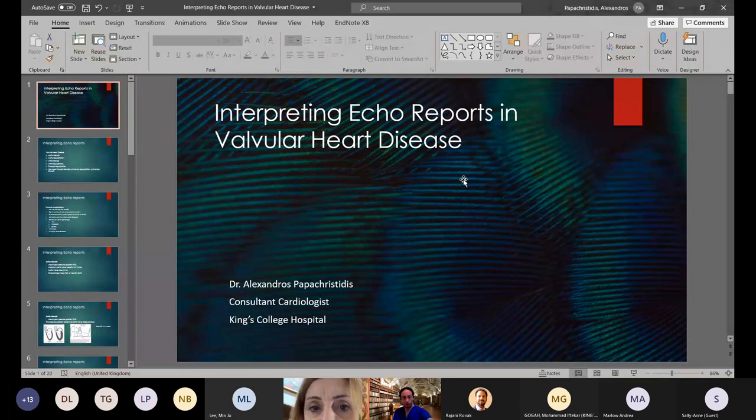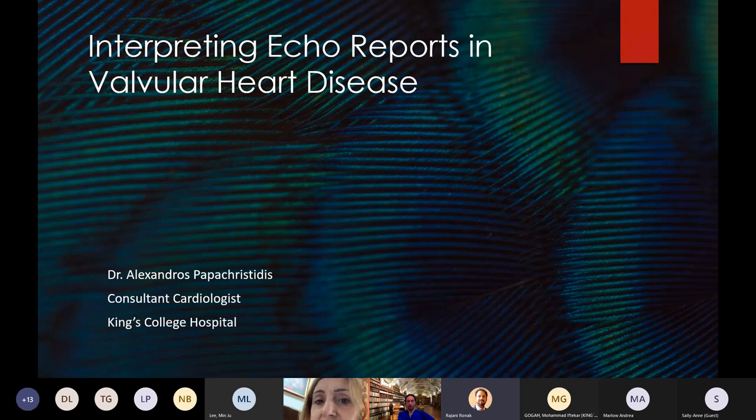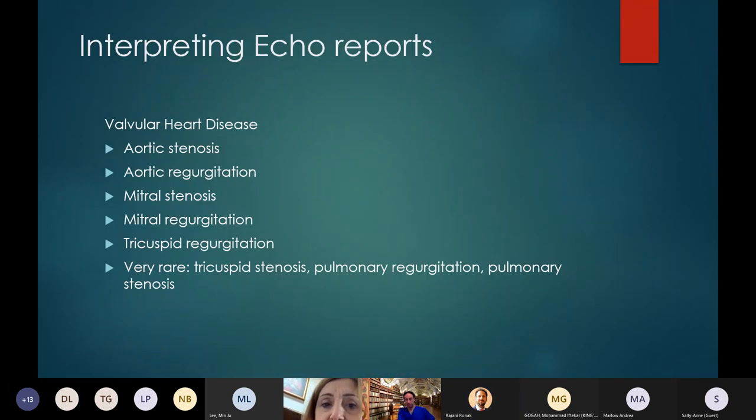So we will continue with the interpretation of echocardiograms in valvular heart disease. Let's share my presentation. In the echocardiogram we perform, we look at all heart valves, and any of these valves can be stenosed or can be regurgitant. So this topic includes aortic stenosis and regurgitation, mitral stenosis and regurgitation, tricuspid regurgitation, and of course tricuspid stenosis, pulmonary regurgitation, and pulmonary stenosis, which are very rare and quite uncommon to be isolated.